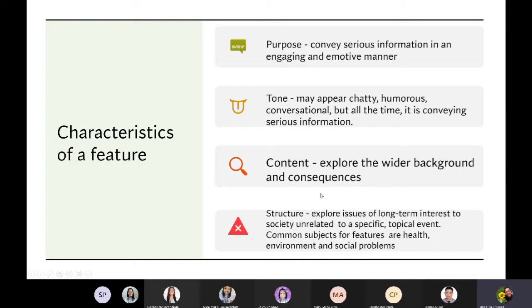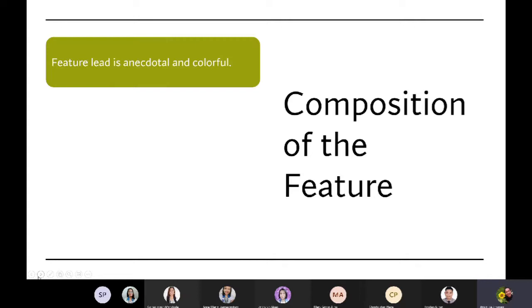So let's move on. The composition of a feature. So how does it look like? By the way, in a feature article, you can also include poetry, an essay, or a short story. I wanted you to create a feature writing that has something to do with the event at school. Okay, so what is the composition of the feature?